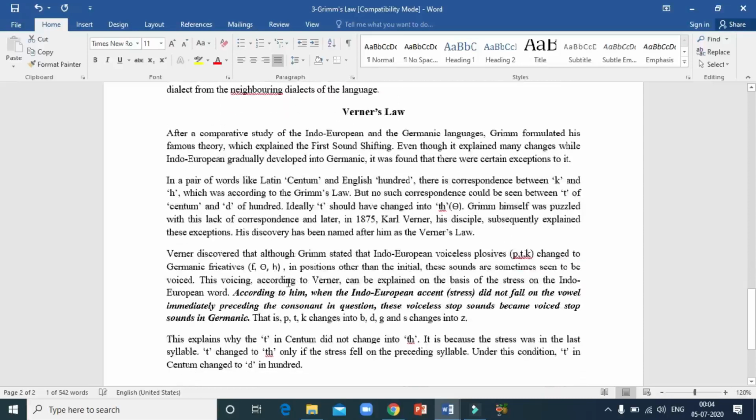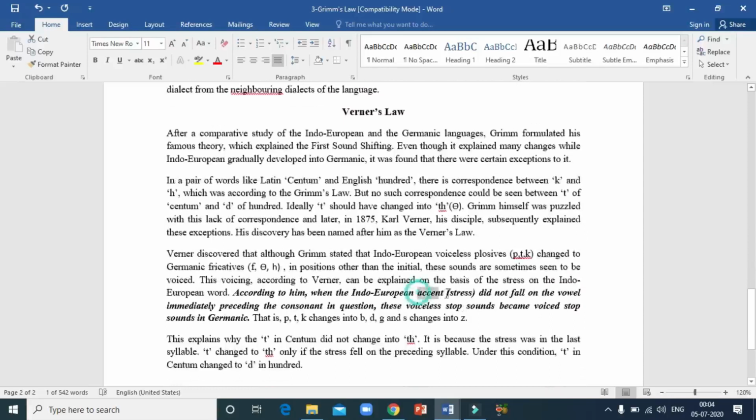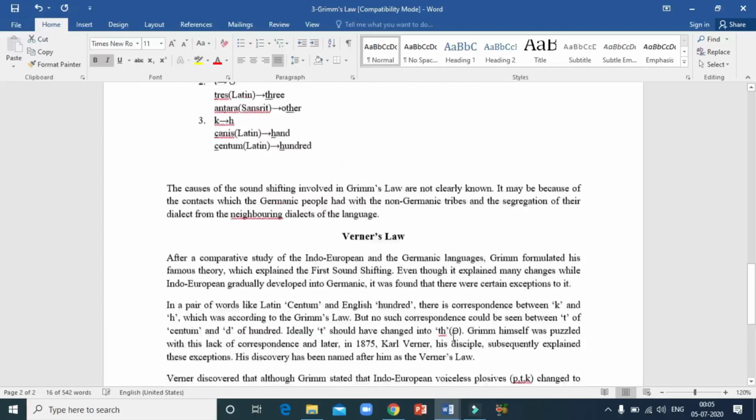What he found as the main villain was stress or accent. So stress or accent is the main villain behind this problem. Stress or accent is the reason why the t in centum did not become th. So the explanation is, in Indo-European, if the accent did not fall on the vowel immediately preceding the consonant in question, these voiceless stop sounds become voiced sounds in Germanic. I'll explain that in detail.